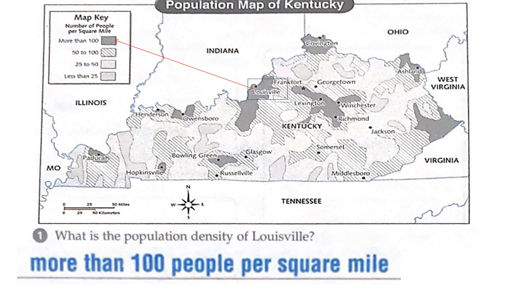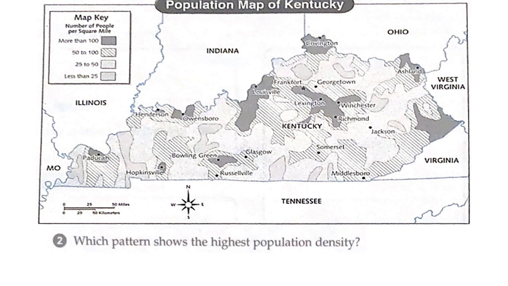First, I spot the place, then I look at the color, then I confirm it with the map key that I've got, and then I decide how many people. So that means Louisville is quite a popular area, and there are lots of people living here. Great, let's go to the next question. Which pattern shows the highest population density? This is easy. I just look at my map key and I see that the solid dark gray, because it says more than 100 people per square mile.